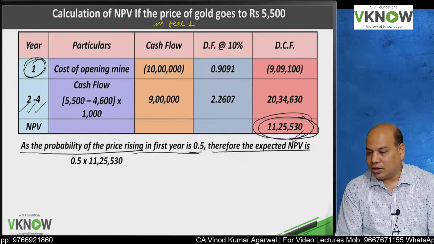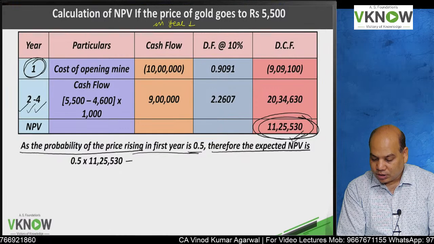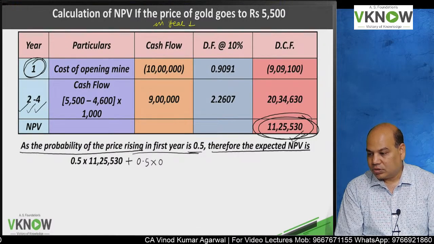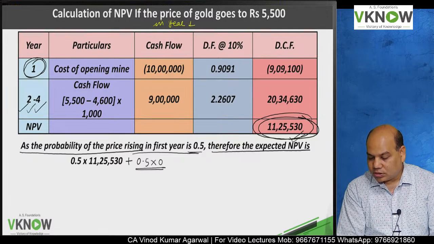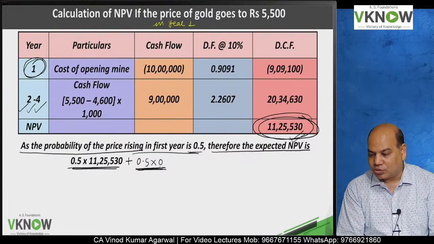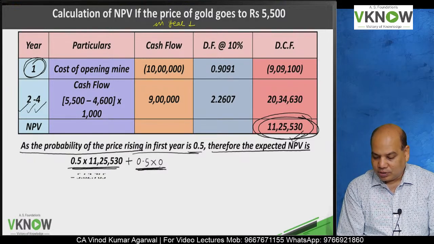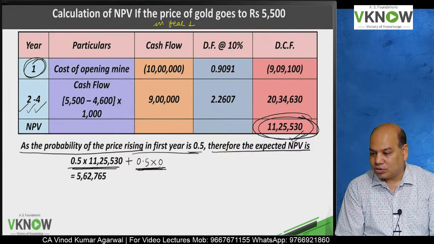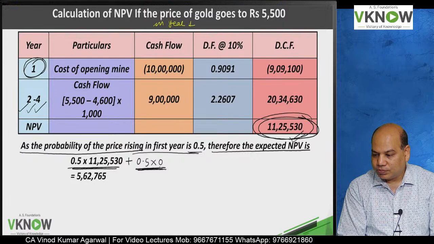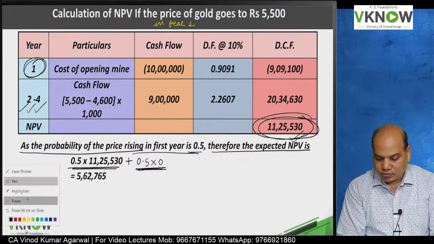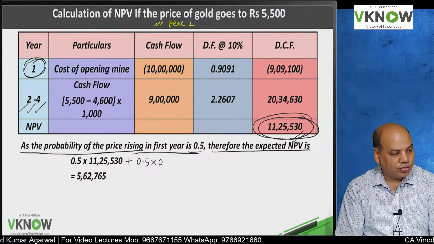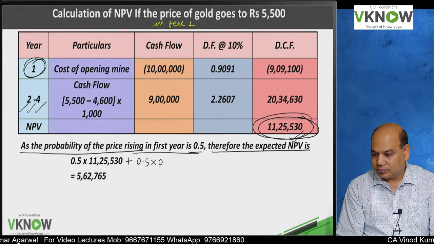0.5 into 11,25,530 plus 0.5 into 0. You can write this also. This is what you will get if the price goes down. This is what you will get if the price goes up. So the final answer for situation 2 is 562,765.